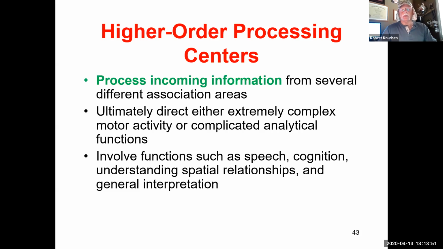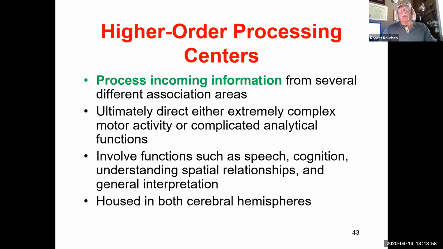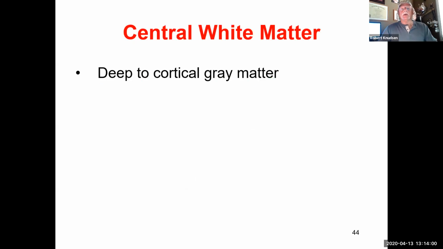Housed in both cerebral hemispheres. Of course, you know it's right side, left side. We're good with that. Okay, central white matter. Remember me saying that in the cerebrum, the cell bodies were located on the outside, and diving down deep were the dendrites and axons. So white matter was on the inside, gray matter was on the outside. You wanted as much gray matter as you could, so we had the convolutions. Do you remember that? Okay, here we're back to that.